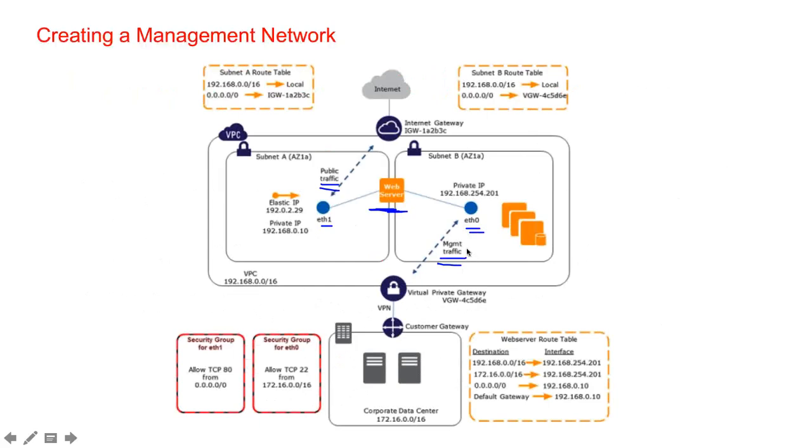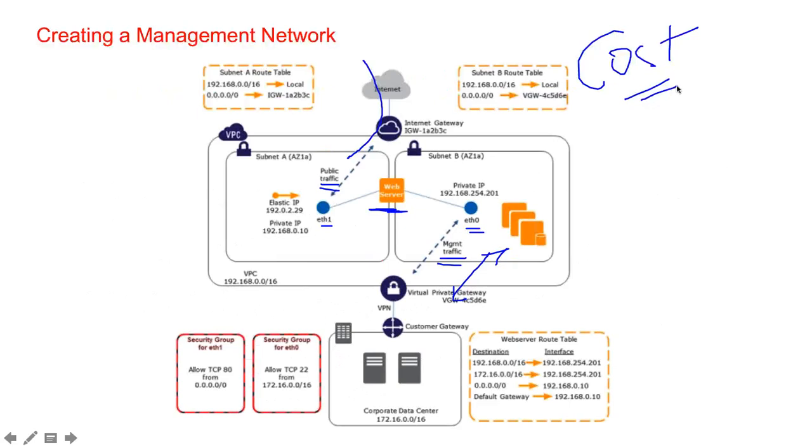Management traffic means that which is between your data center and your VPC or the cloud, and the public traffic is that which is coming through the internet. So a single web server can handle two different types of traffic, which helps you to save your cost.